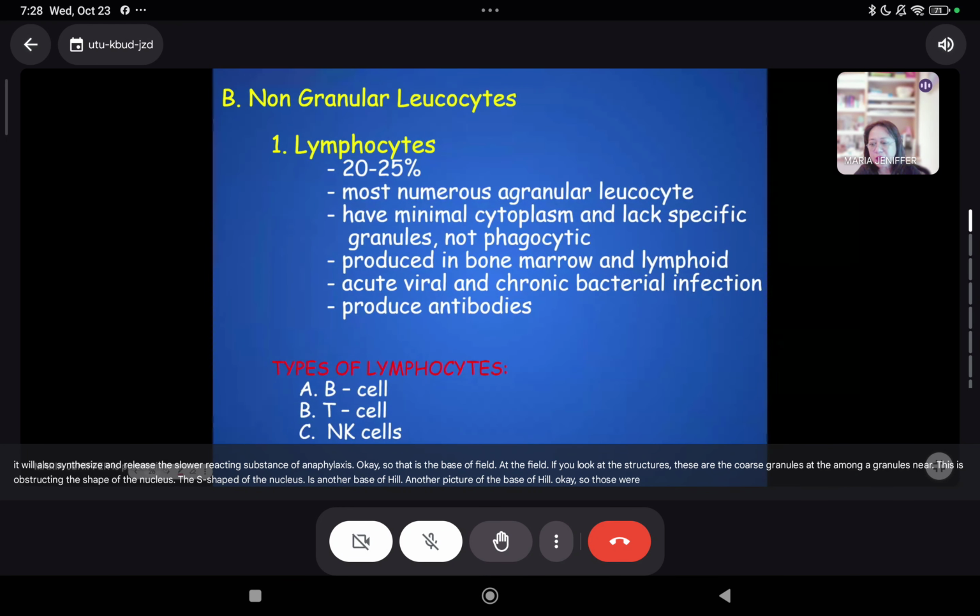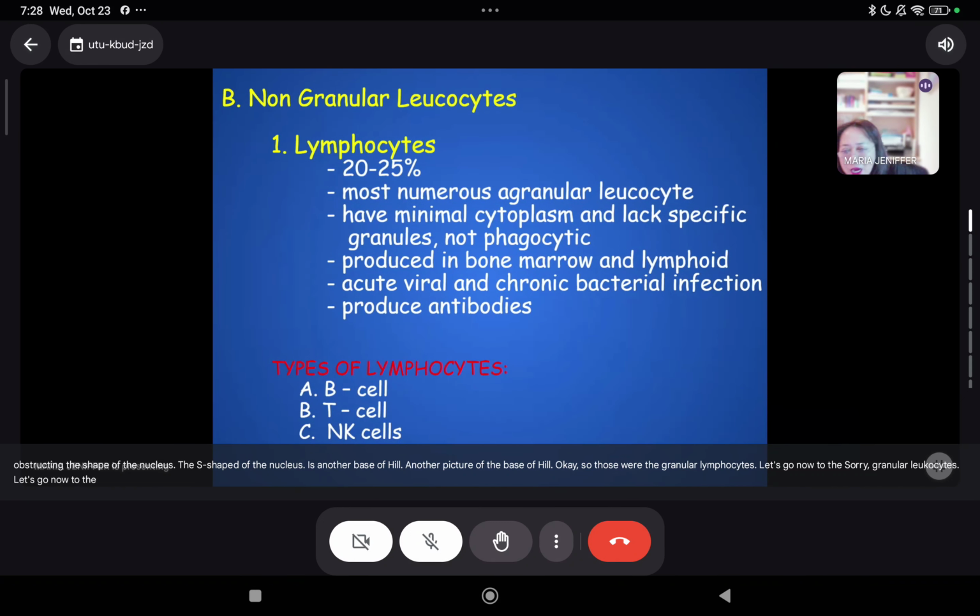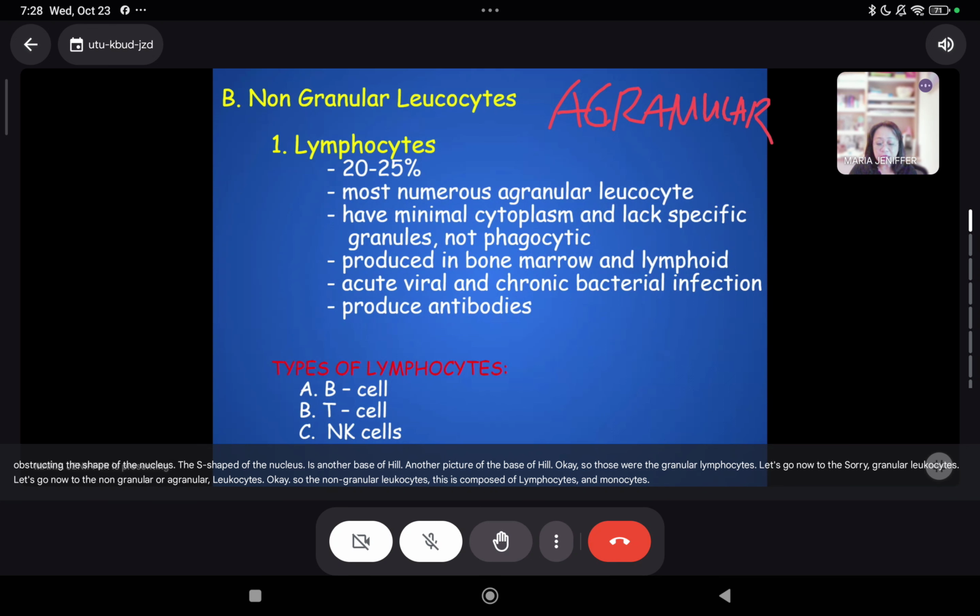Okay, so those were the granular leukocytes. Let's go now to the non-granular or agranular leukocytes. The agranular leukocytes are composed of lymphocytes and monocytes. Let's discuss first the lymphocytes.